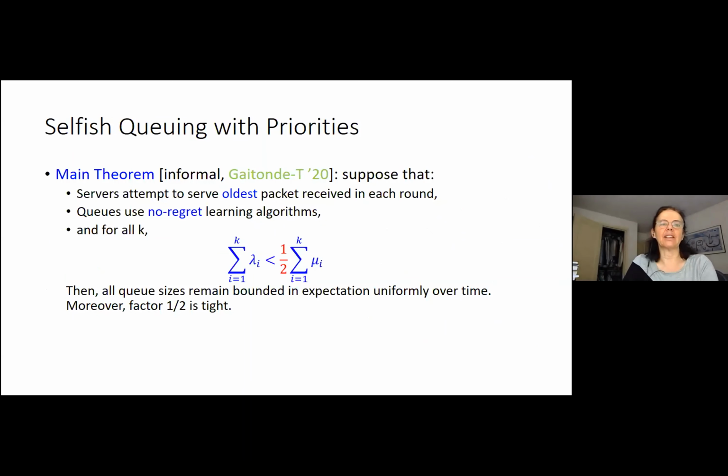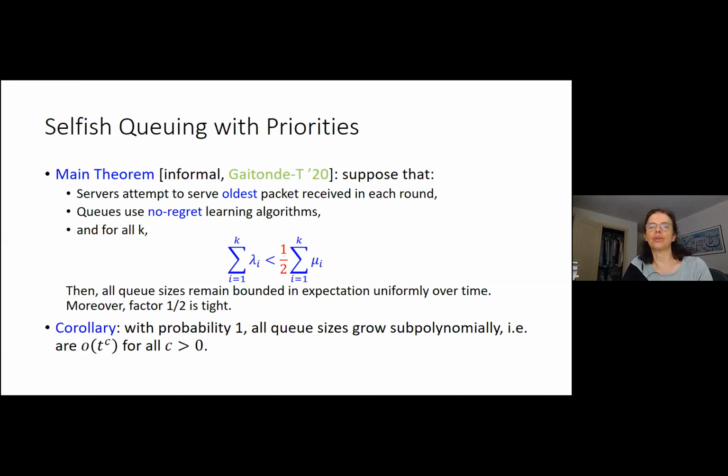So this is our main theorem again. It says that suppose they're timestamped, everyone does learning, and queues attempt to serve the oldest packet. Then a factor of 2 capacity is enough, and then this factor of 2 is tight. So I definitely won't show this to you.